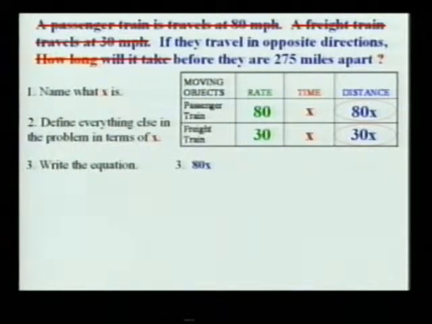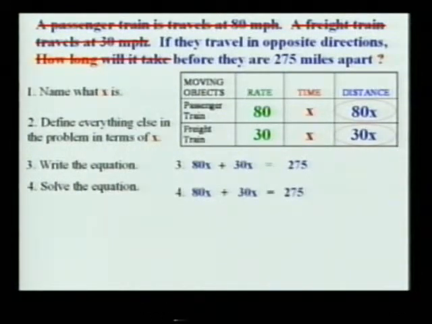In this case, they traveled in opposite directions and they were 275 miles apart. So their distances add up to what? To 275. Ooh, yes. And there's my equations, bub. Step four, solve the equation. Let's put together like terms and divide both sides, and I get X is 2.5.